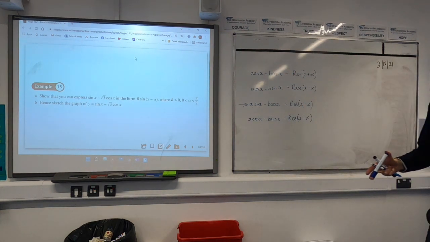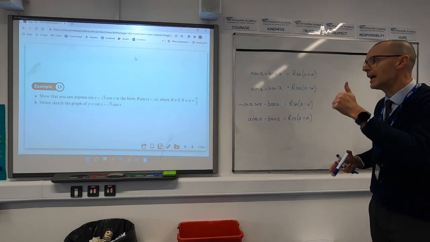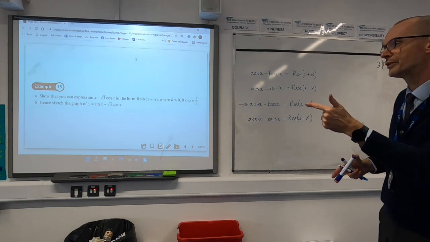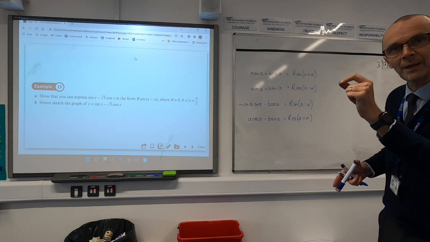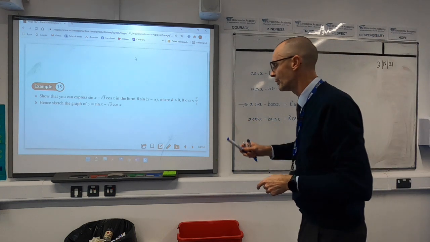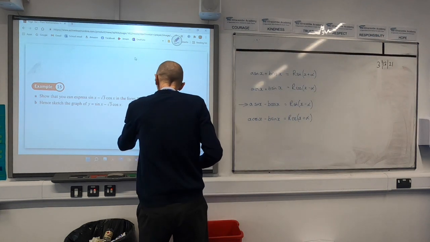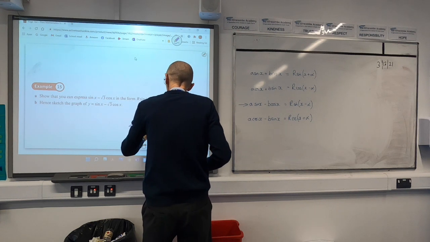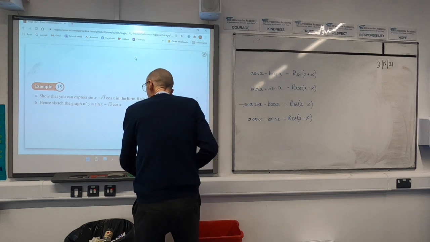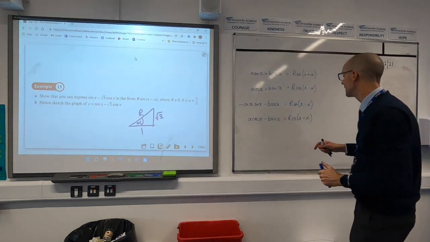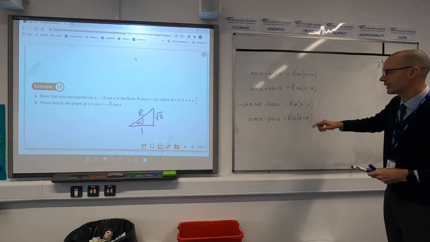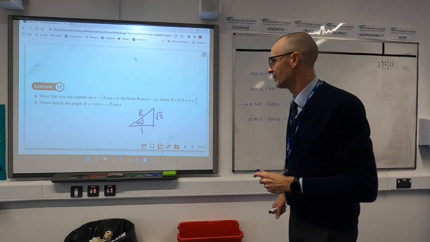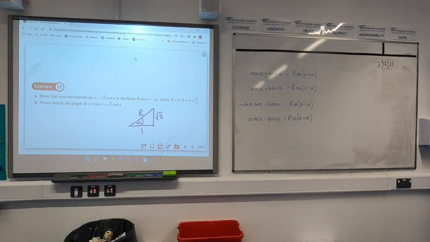So use the trick. A is 1 and B is the square root of 3. Don't worry about the minus sign. So when you use the trick with this one, you're not going to involve the minus sign. You're just going to say, right, that's alpha, that's r, that's 1, that's root 3. Not worry about the minus sign. That's dealt with by the fact that you end up with that minus that angle. So use the trick. And then this question wants you to have a sketch. So see if you can sketch it.